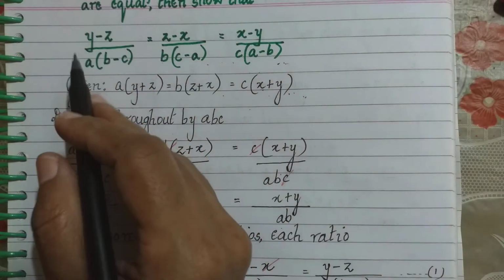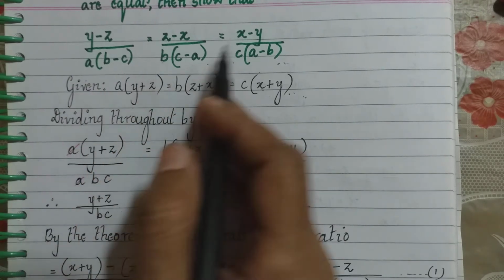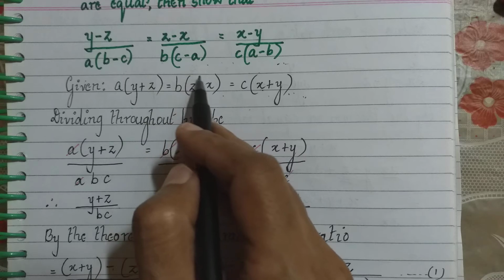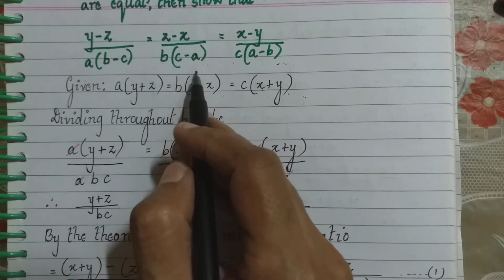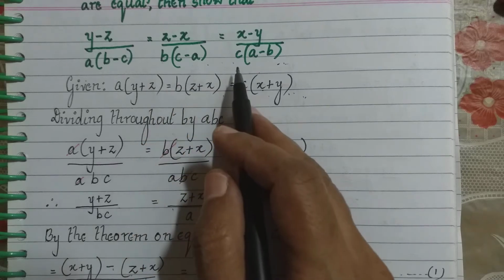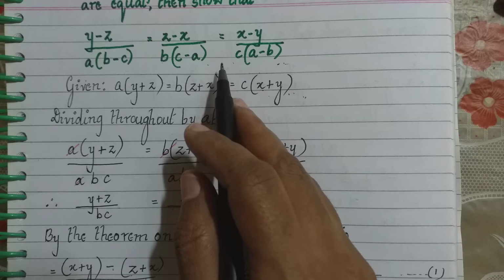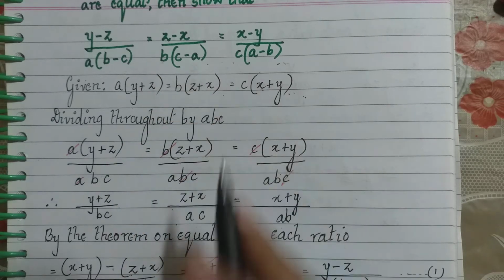Is that the first ratio? Yes, very well, it is the same. That means the same way I will proceed for the next. I have (z − x) upon b(c − a). That is b multiplying with (c − a), that means b into c minus b into a, that is bc minus ba.